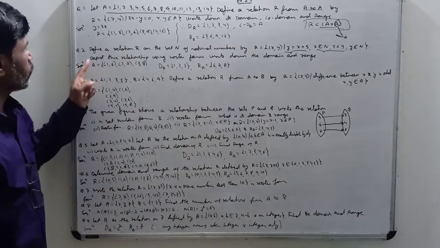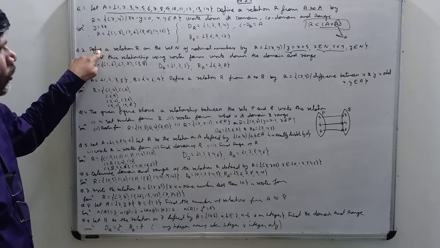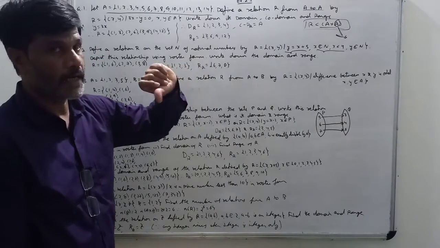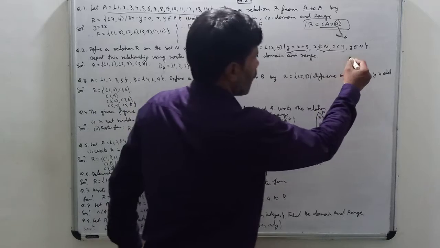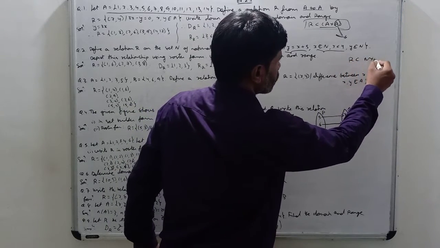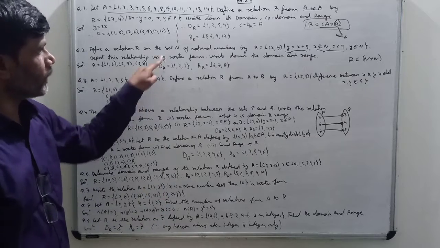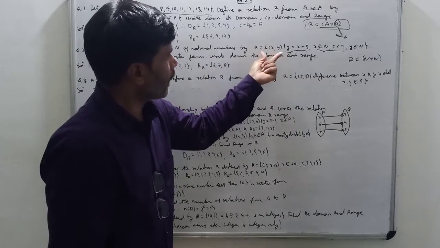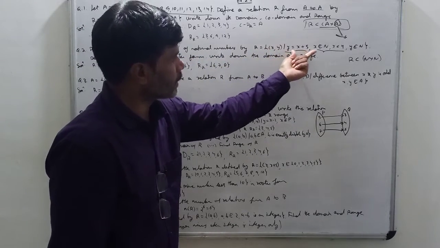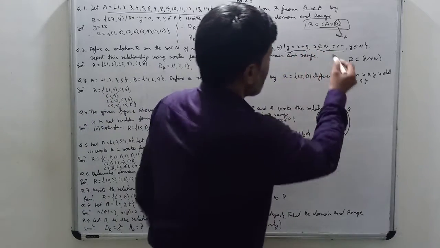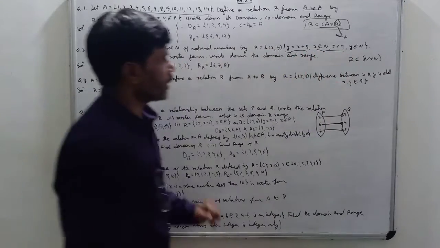Okay. Now question number 2. Define a relation R on the set N. Okay, so R is a relation on N means what? R is a subset of N cross N. Again, infinite elements are there in a relation, but one of the relations they have defined (x, y), where y is equal to x plus 5, and x is a natural number less than 4 and y is a natural number.